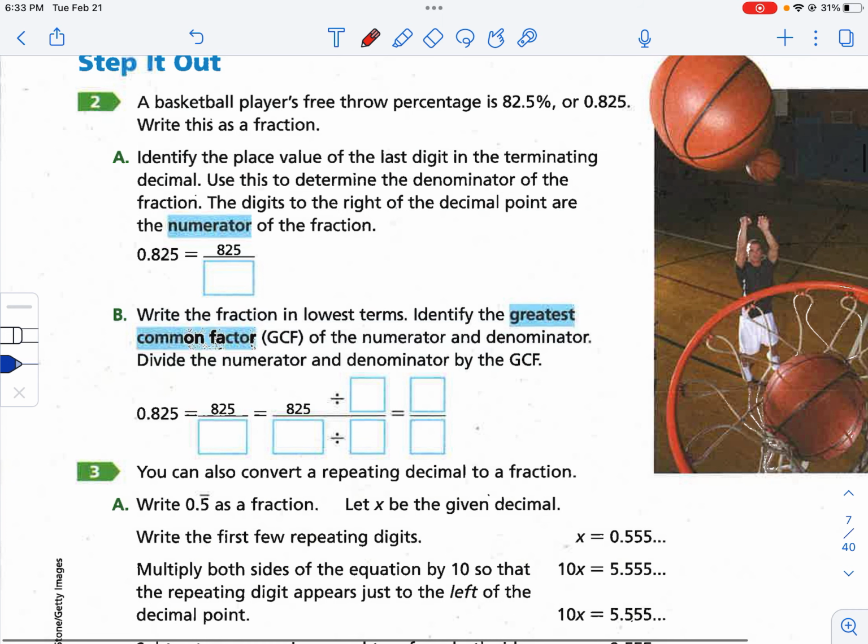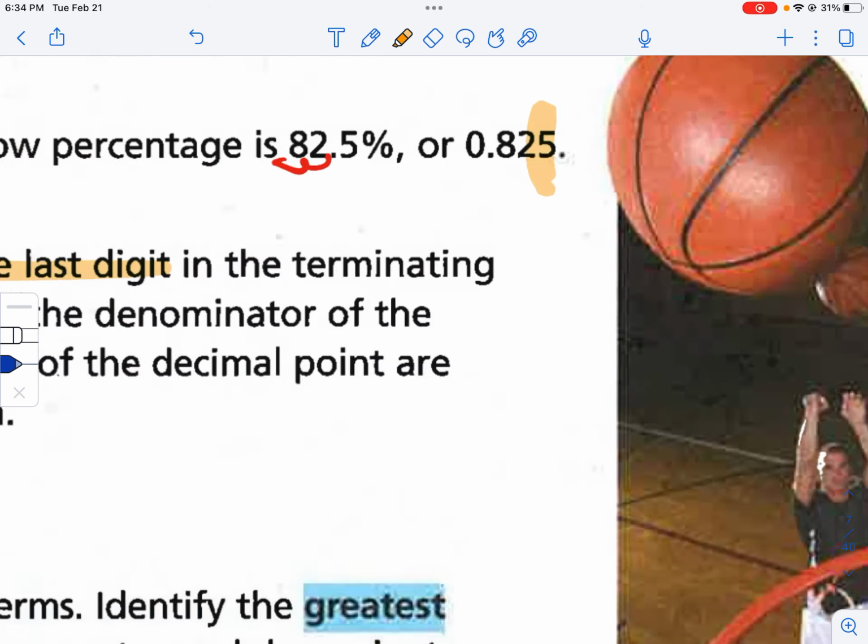This next one, it says, a basketball player's free throw percentage is 82.5%. Remember, you moved the decimal point over to make a decimal from a percent. Write it as a fraction. Okay, so the very first thing that you have to do is identify the place value of the last digit. So this digit right here. Used to determine the denominator of the fraction.